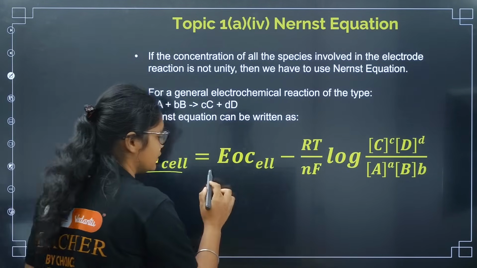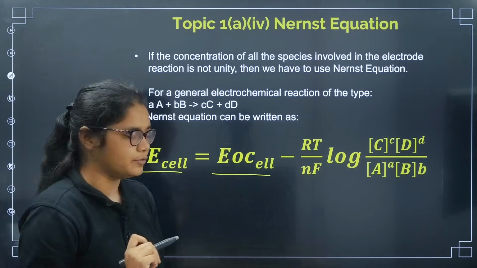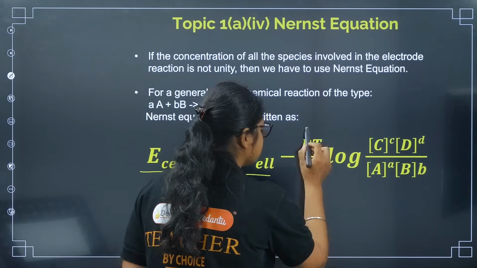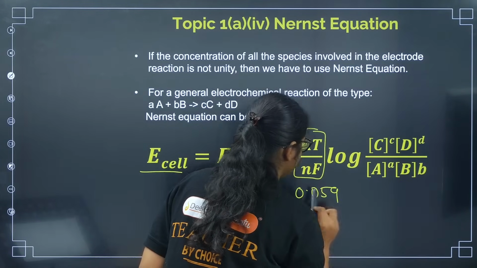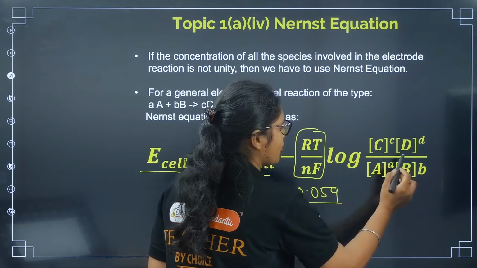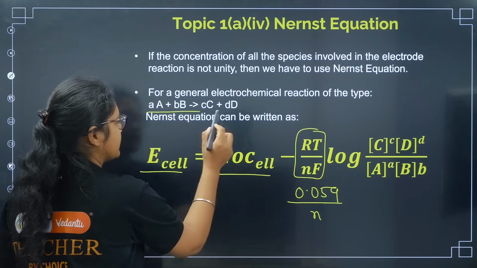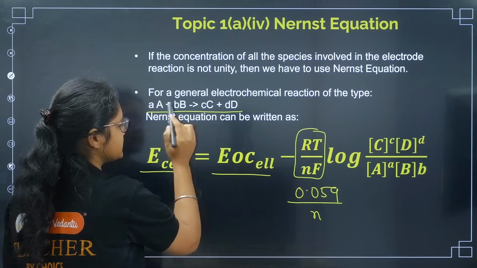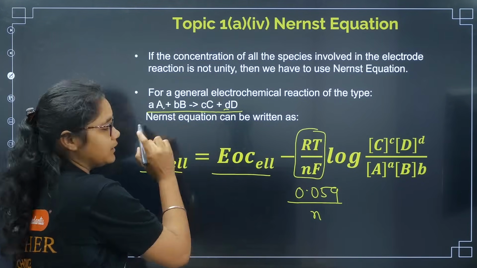Now let us see what is there in the Nernst equation. E of the cell is equal to E naught of the cell, which we calculate as cathode minus anode, minus 2.303RT/nF, and this value becomes 0.059. You remember 0.059 by n, log of product concentration by reactant concentration. If this is the cell reaction, then you have to take the product concentration divided by the reactant concentration, raised to the power of the stoichiometric coefficients.